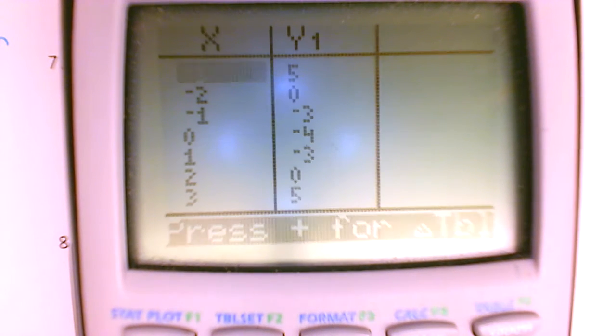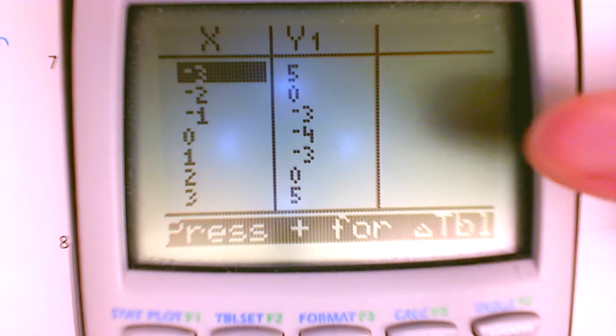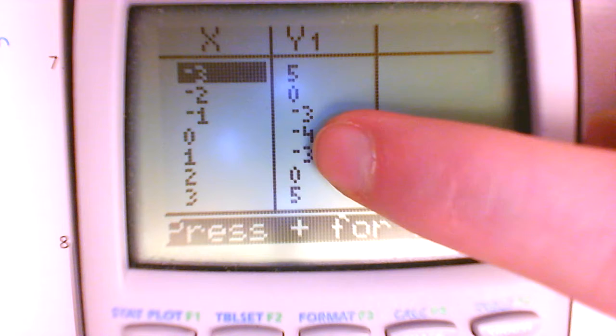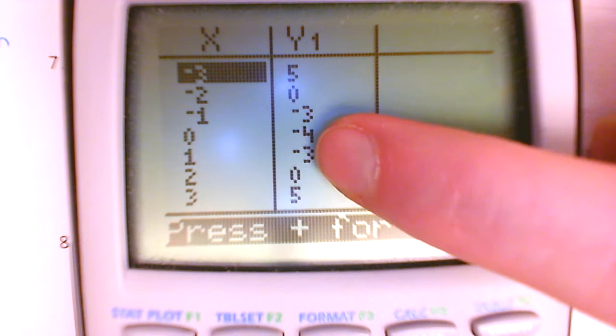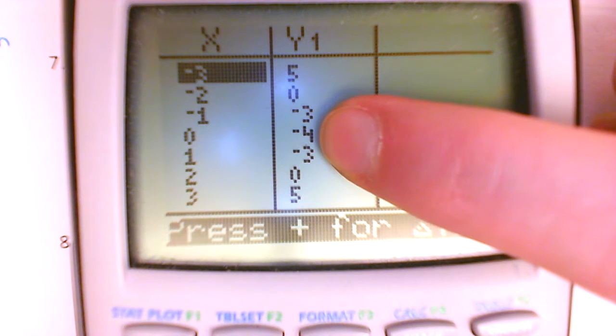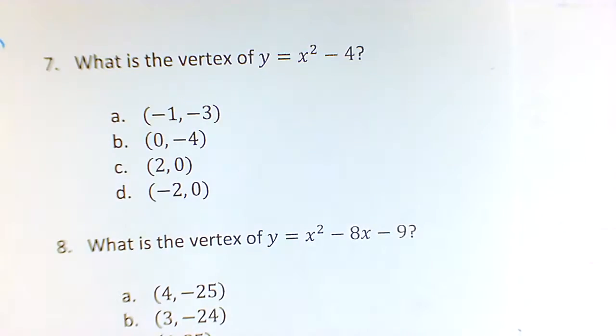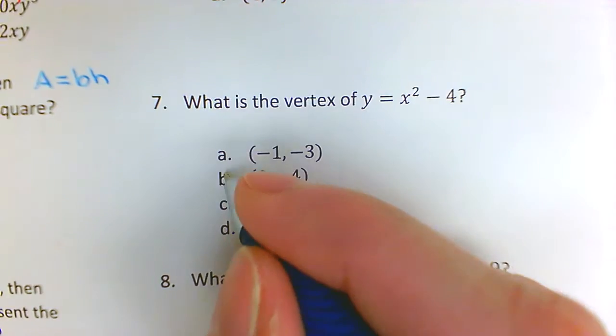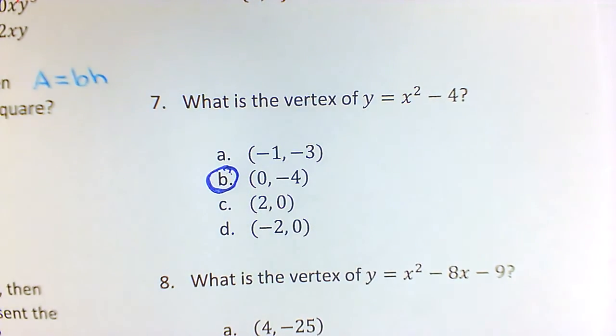So I'm going to hit second graph, and I'm going to look for the center of my repeating numbers. So I see -3 and -3 are repeating, so what's in between them, 0, -4, has to be my vertex. So 0, -4 is answer choice B.